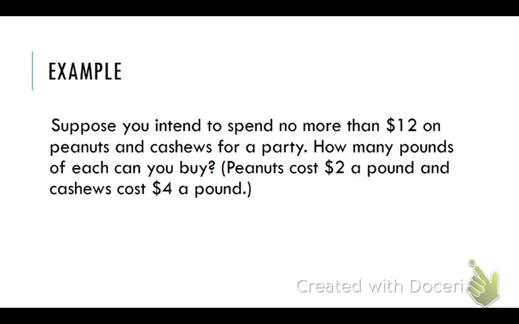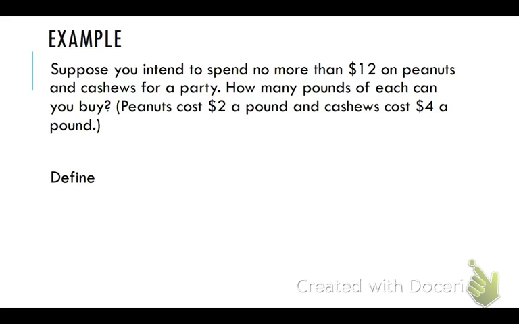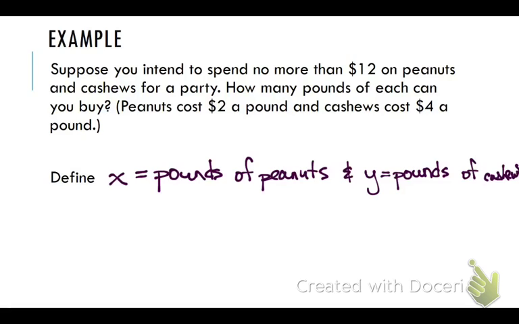All right, so first example. I want you to read through and try to see what might be important. Let's try to figure out what the variable will be. Maybe there's one variable, maybe there's two variables. What are we looking at? So suppose you intend to spend so much money. How many pounds of each can you buy? So we're talking about pounds of the peanuts, pounds of the cashews. So X being the number of pounds of peanuts, Y will be the pounds of cashews.